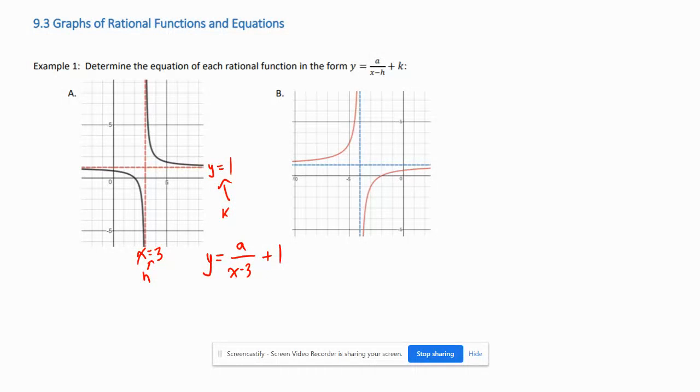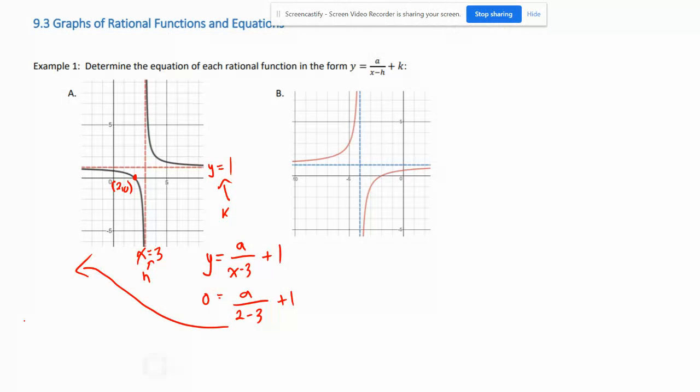Now, it's going to take another point the graph passes through. I'll take this point over here, which is (2, 0). I'm going to plug this in for x and y. Continue this work over here. All right, and we get, sorry, I can subtract 1 from both sides as well. So I get -1 equals a over 2 minus 3, which is -1. Multiply both sides by -1, and we get 1 equals a. So the equation for this one is y equals 1 over x minus 3, plus 1.